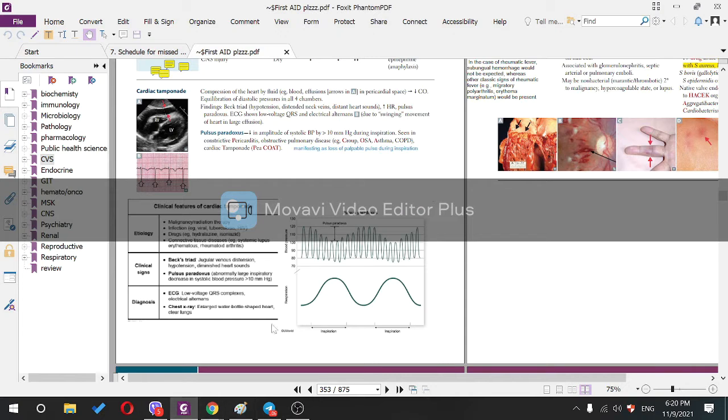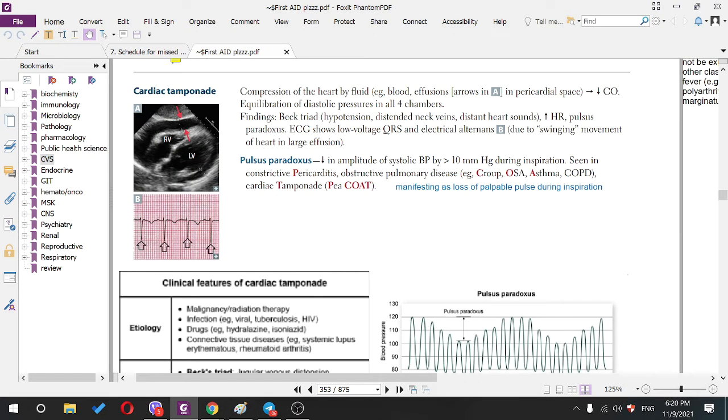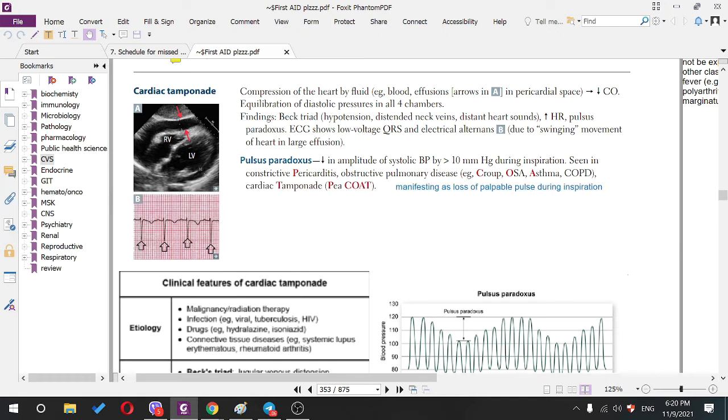So the next thing here you can see is the following. So there is compression, here it is. ECG shows low voltage QRS and electrical alternans due to the swinging movement of the heart in the large effusion. So I just told you guys, it's like dop, loop, dop, loop. Okay, now we spoke about the Beck's triad, we spoke about the electrical alternans. What else is super important for us to know?